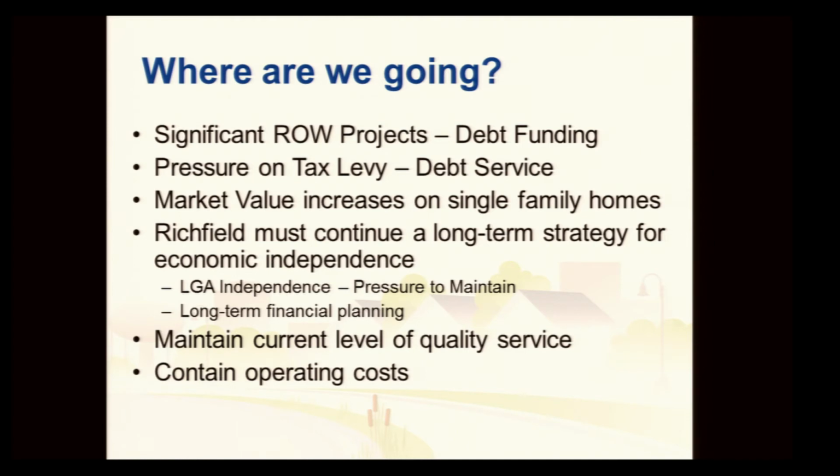So some of the things we need to look at are, we have a policy of LGA independence, trying to wean ourselves from depending on that, but there's a lot of pressure to maintain that. And like we did this year, we're proposing to increase the budget amount, which is probably the thing to do. We have to continue our long-term financial planning, maintain our current level of quality service, which I think all the departments have done this year by coming in at 3% or less, and contain our operating costs. And I think that is all.